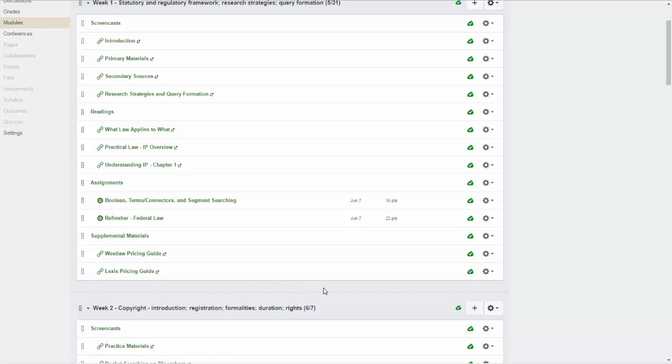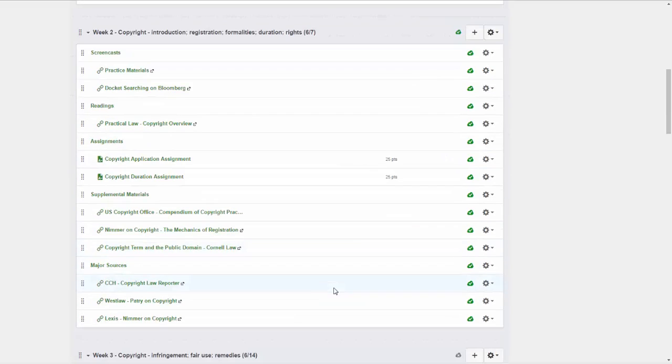For this week, in addition to this screencast that you're watching now, there is a screencast dealing with practice materials and docket searching on Bloomberg, which I really want you to go over. And then we have 2 assignments. One is on copyright application, the other is on copyright duration. And then I have links to the major sources, which we have already discussed. If you have any questions about the assignments for this week, please email me either directly or via Camino, and I will respond as quickly as I can.